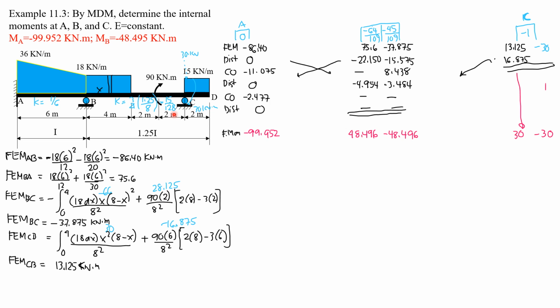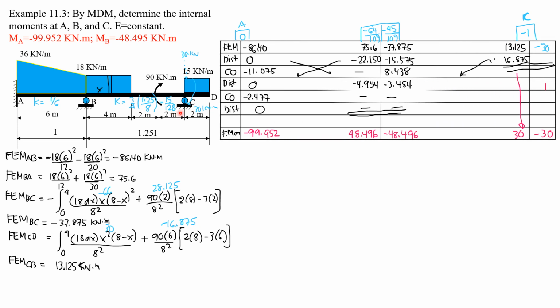Then in the tabulation, we have to compute for the distribution factor. Because A is fixed, the distribution factor is 0. We have only one member attached to it, and the stiffness is 1 over 6. Then for the fixed wall, we imagine that its stiffness is very, very large. Just imagine the amount of moment that should be applied to this fixed wall to cause it to rotate by 1 radian. So it's really a very high value. So 1 over 6 divided by 1 over 6 plus that very high value. That's the reason why the distribution factor here is 0.